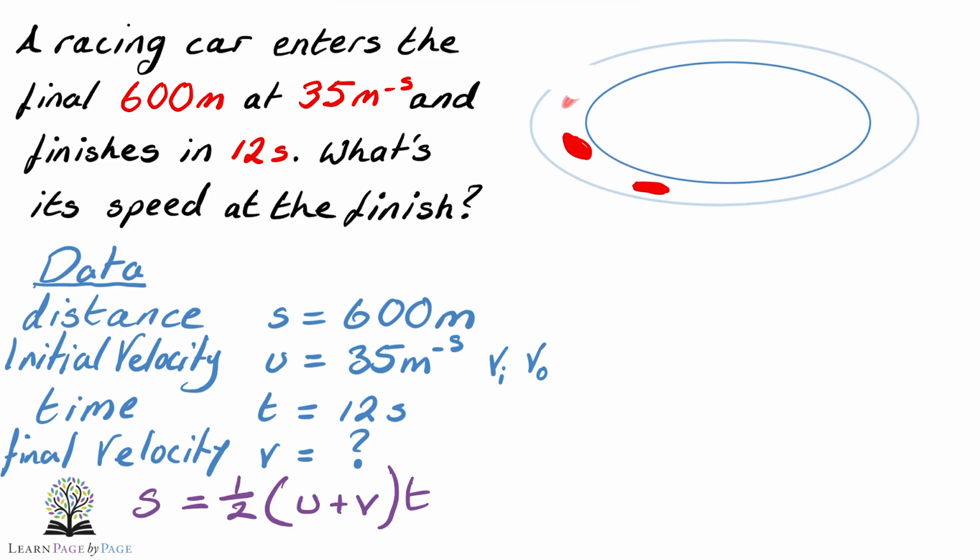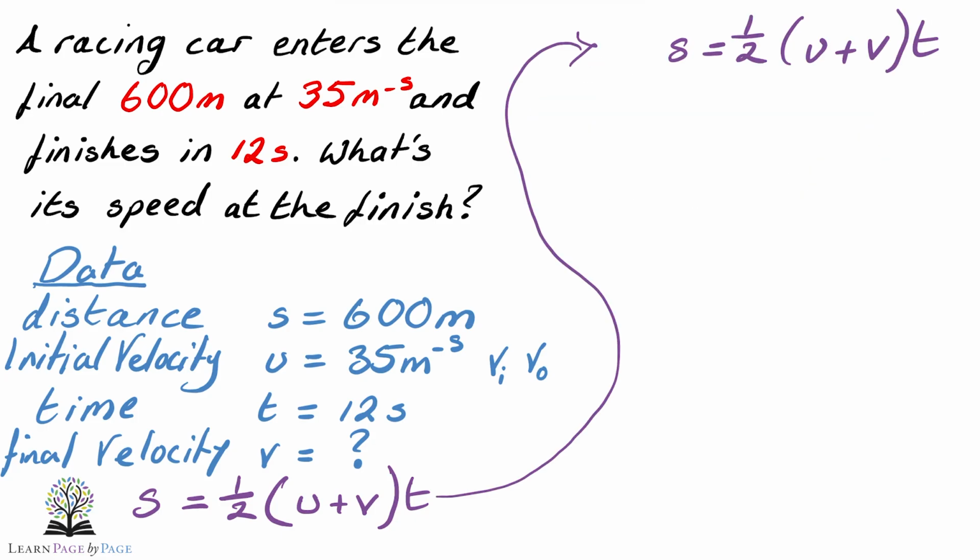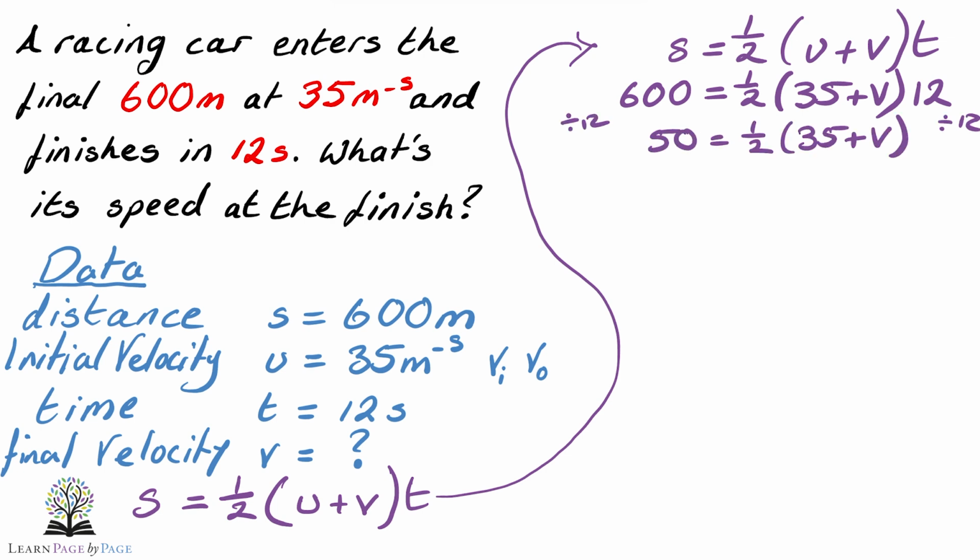I'll get rid of this for us. So we'll bring the question up here and we'll pop our numbers in. So what do we have? Well, we have S, which is our distance, that's 600, equals a half multiplied by our initial velocity, that was 35, plus the velocity we don't know, all multiplied by 12. And then we just go ahead and rearrange this equation. So firstly, let's get rid of this 12, and we divide both sides by 12 to do that. That's 50. And then we want to get rid of the half. And to do that, we have to multiply both sides by 2.